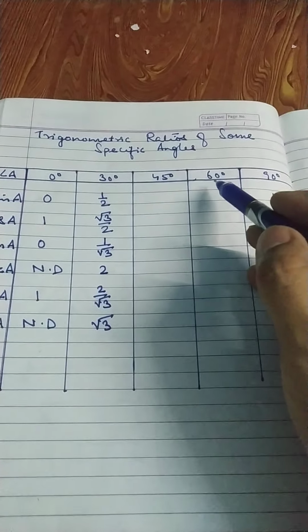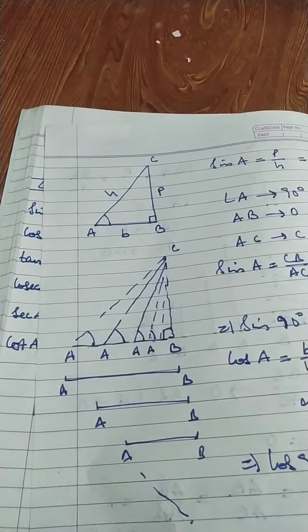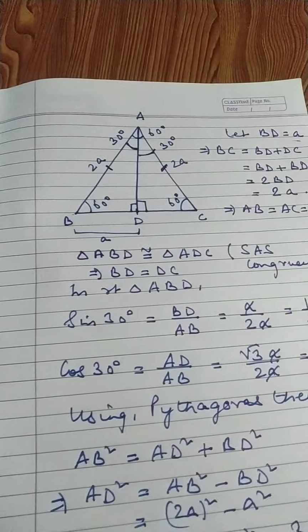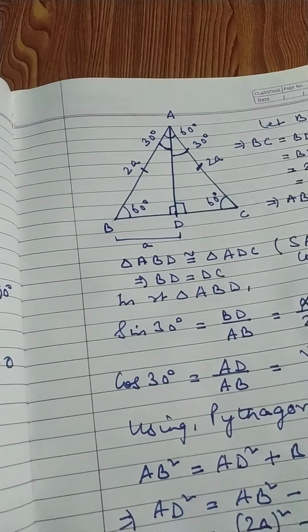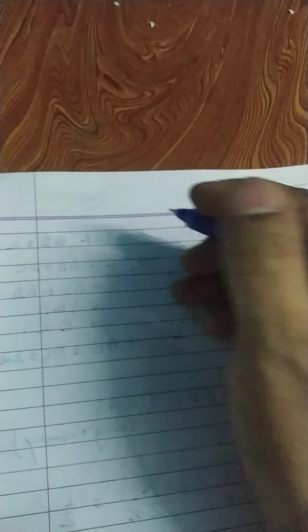Now we will derive them for 60 degree. For 60 degree we can use the same equilateral triangle. So let's draw the equilateral triangle once again.